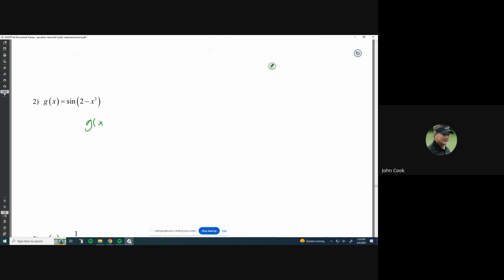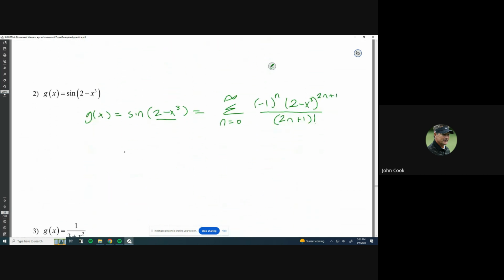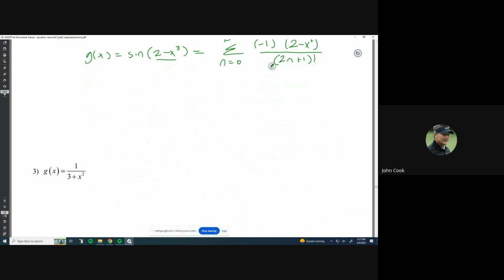So g of x is equal to sine of 2 minus x to the 3rd. And remember that the pattern we're going to use for the Taylor series goes negative 1 to the power of n, and then whatever our x value is to the power of 2n plus 1 over 2n plus 1 factorial. Sure enough, this is our input, so we're just going to put that in here, 2 minus x to the 3rd power. Let's see, does it ask us for anything else? No, just use the powers. I was going to see if they wanted us to find the radius of convergence or something like that, but it's just find the general term for it.